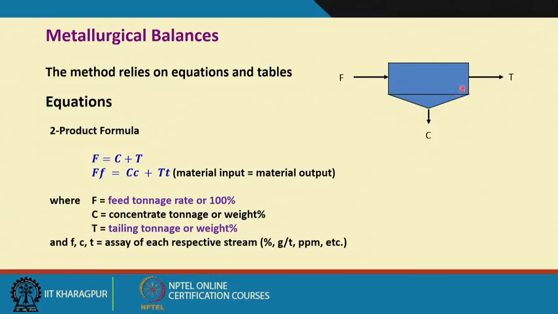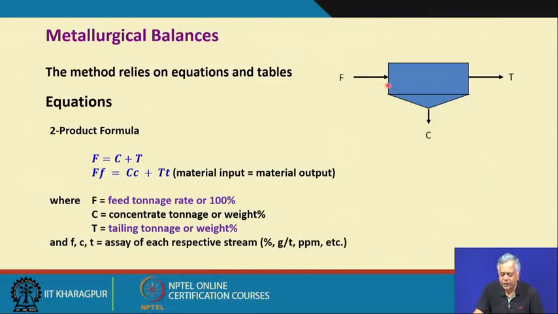Suppose this is my unit operation and it is a two product system, any process. Here the feed enters, it undergoes some kind of improvement, and the improved quality, much more concentrated material which is my desired material, I call the concentrate. I take it out from this opening, it may be underflow or overflow. The other one, which has the least amount of my wanted material, we call the tailing. The feed is represented by capital F, the concentrate by capital C, and the tailings, which we many times also call rejects, by T.